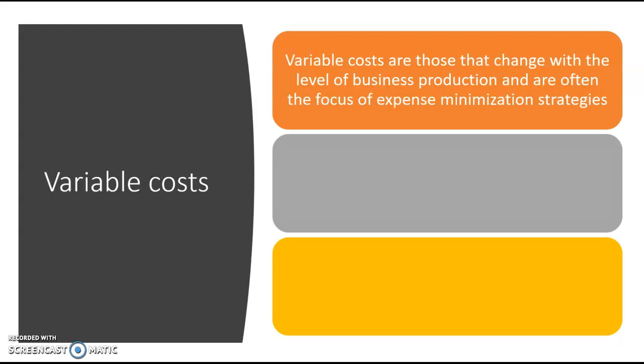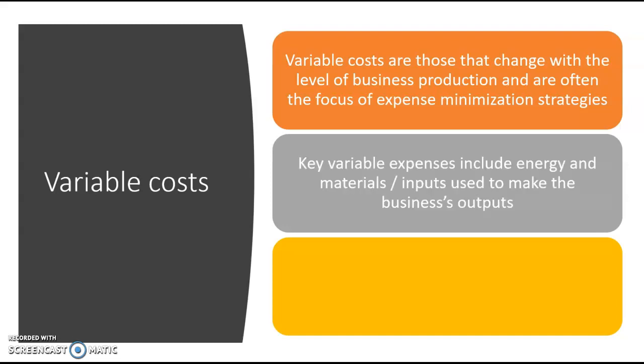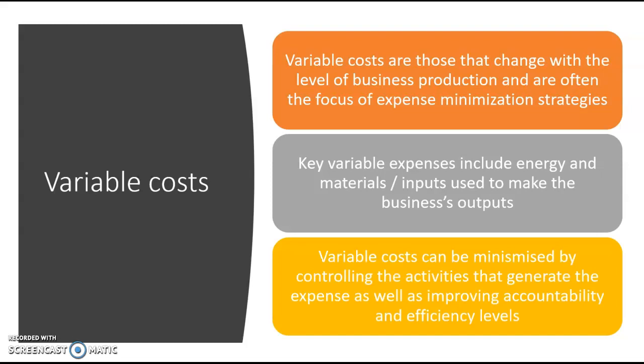Variable expenses, however, are those that do change with the level of business production, and they are the ones that are the focus of expense minimization strategies. Key examples of variable expenses include energy and the materials or inputs used to make the business's products. Variable costs can be minimized by controlling the activities that actually generate the expense, as well as improving the accountability and efficiency levels within the business.